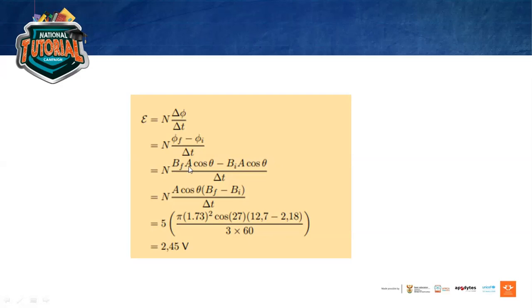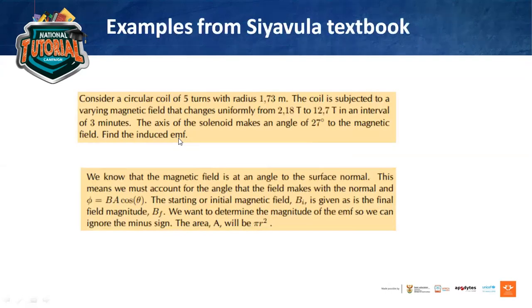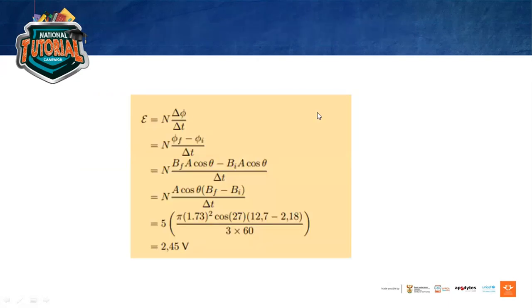So we know now that we've got the initial and the final. Like it's mentioned here, the circular coil of many turns is subjected to a varying magnetic field that changes uniformly from this point to this point. So this one is the final one and this one is the starting one. That's why we have two in the equation. The change in magnetic flux is the final minus the initial.